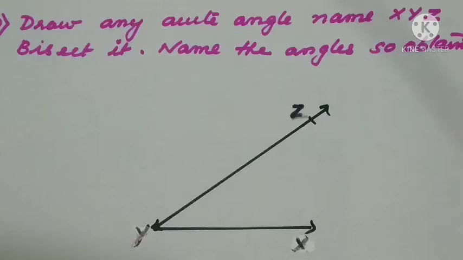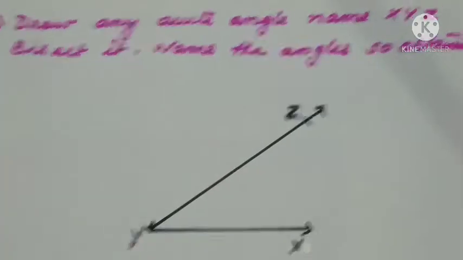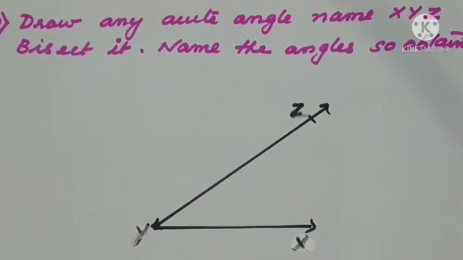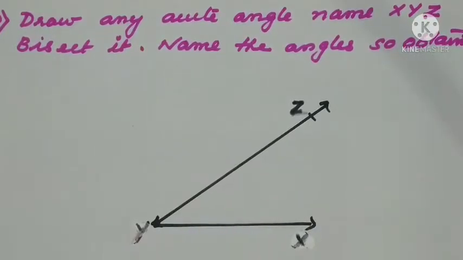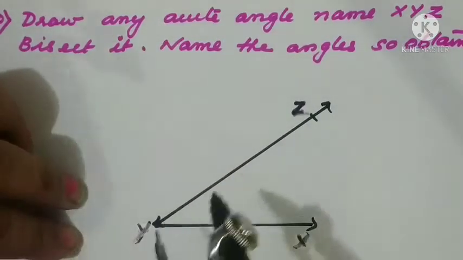Question number 10. Draw any acute angle, name it XYZ, and bisect it. First of all, we have to draw an acute angle only. As you know, an acute angle is less than 90 degrees. So we have drawn an acute angle and now we have to bisect it.